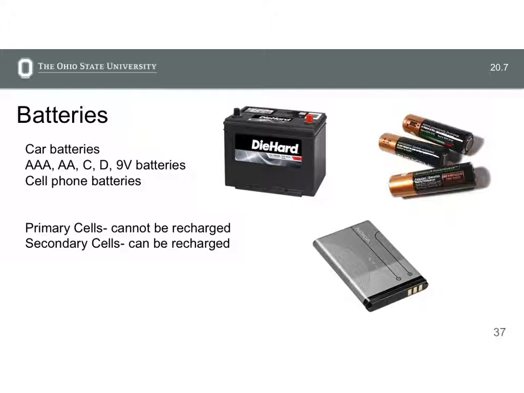And then a couple of terms that you should be aware of. A primary cell, which is a battery that can't be recharged, and a secondary cell, which is a rechargeable battery. Just some nomenclature from the battery world for you.